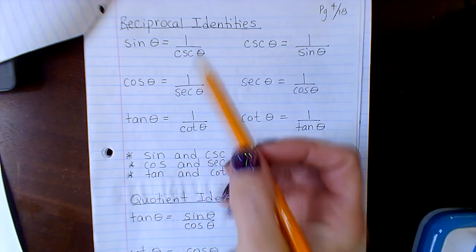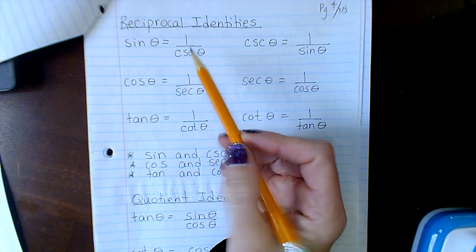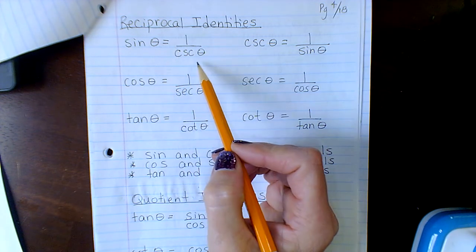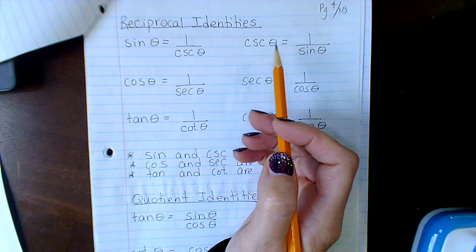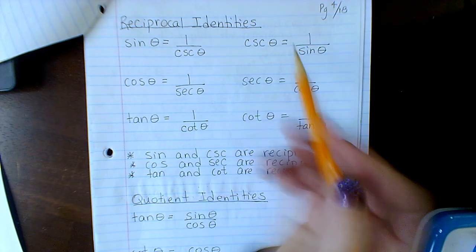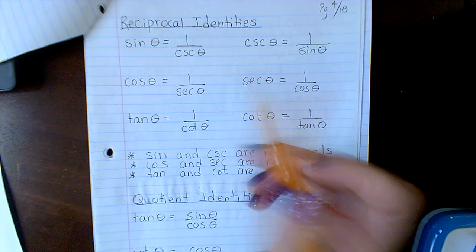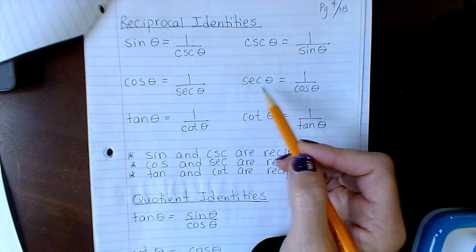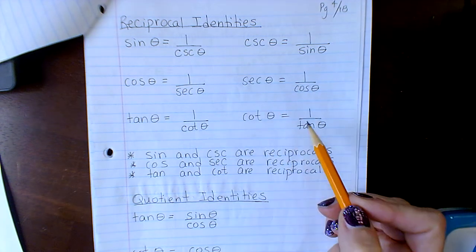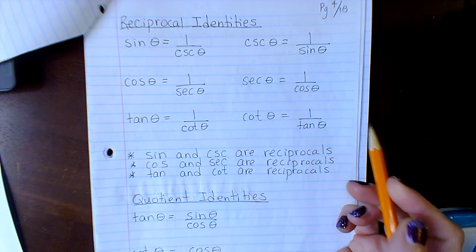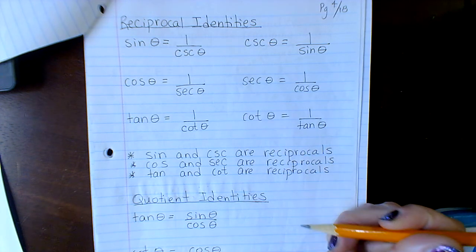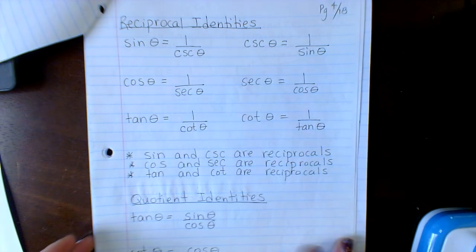So as I pointed out earlier, the sine and the cosecant are reciprocals of each other. Okay? So we can say that the sine is 1 over the cosecant, because remember, reciprocal is 1 over something. You could also say cosecant is 1 over sine. Same thing, those mean the same thing. The cosine is 1 over the secant, or you can say the secant is 1 over the cosine. The tangent is 1 over cotangent, which means the cotangent is 1 over tangent. Okay? So in general, we say sine and cosecant are reciprocals, cosine and secant are reciprocals, tangent and cotangent are reciprocals.